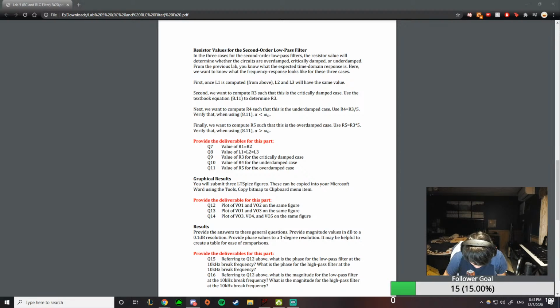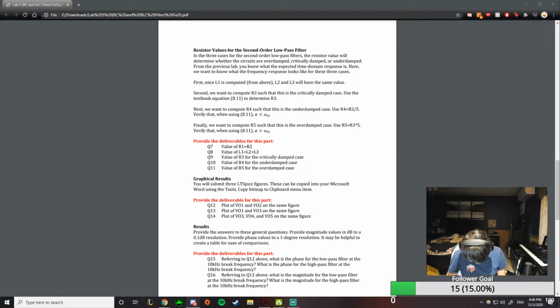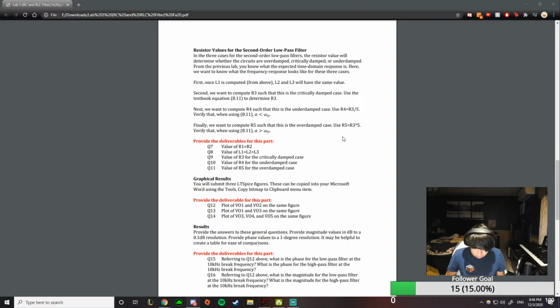Okay, and root L times 1 times 10 to the negative 6. Alright, so 1 divided by 10,000, squared, divided by 1 times 10 to the negative 6. 0.01, let's go. So inductor should be 0.01 Henry. Okay, L1 and L2 and L3.